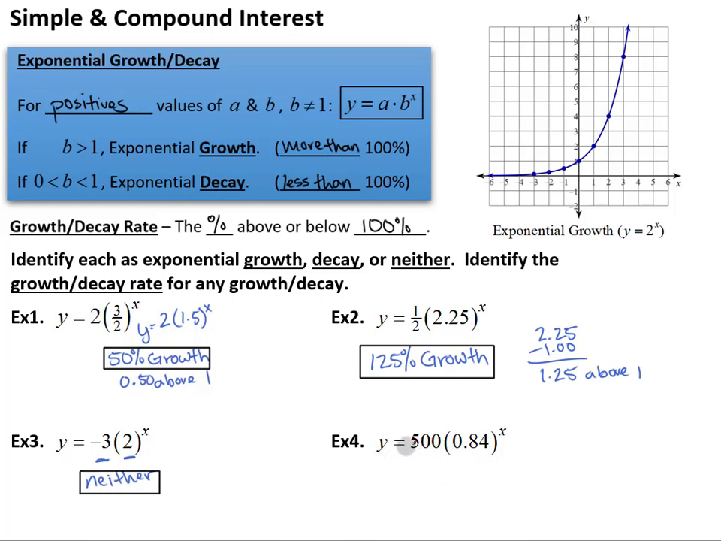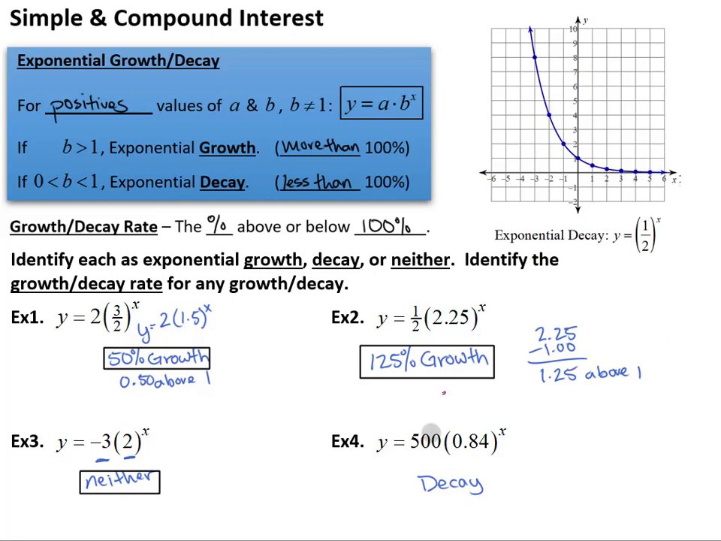All right, our next one, 500 times 0.84. So let's check. They are both positive, and my base is not 1. So good to go. It's definitely growth or decay. Ooh, this time my base is less than 1. So this is a decay. This is exponential decay, which again would look something like this, depending on our decay rate.